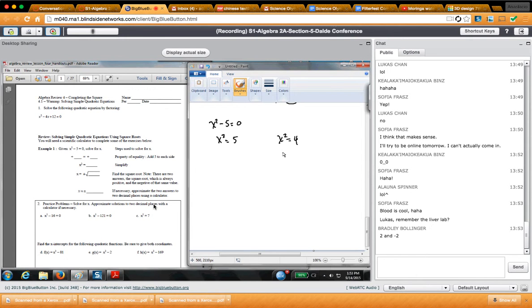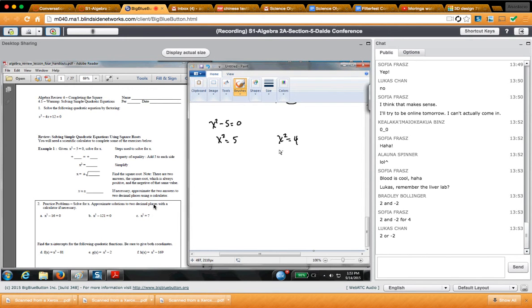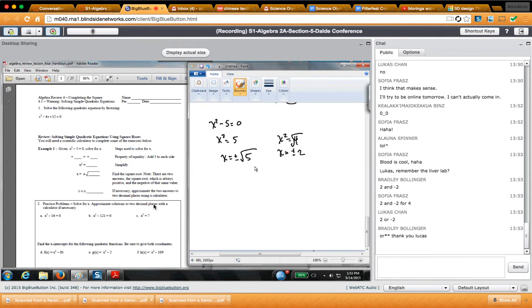There we go, Bradley. You would take the square root of both sides, and you would say x is equal to plus or minus 2, because the square root of 4 is 2, but you have to throw in that plus or minus. Same deal here. If you take the square root of both sides, x is equal to plus or minus the square root of 5. Now, I'm going to let your calculators answer that and figure out what the square root of 5 is.